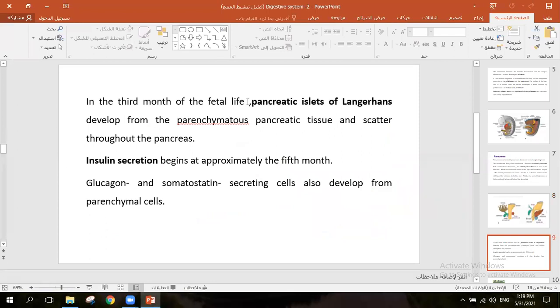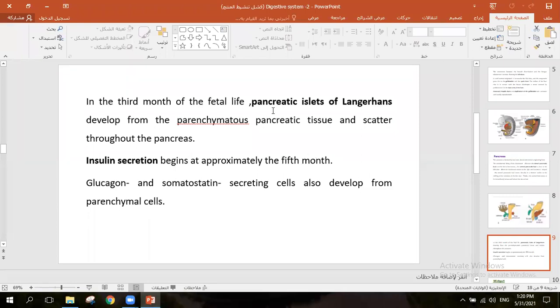In the third month of fetal life، شوفوا third month بالشهر الثالث. إحنا كان كل كلامنا على third week. هسا مع development بالشهر الثالث pancreatic islet of Langerhans will be developed. إذا pancreatic islet، هاي الجزر، إيش وقت راح تتكون؟ تتطور بالthird month of fetal life. Parenchymatous pancreatic tissue will be formed and scattered through the pancreas. Insulin secretion will begin approximately at the fifth month.